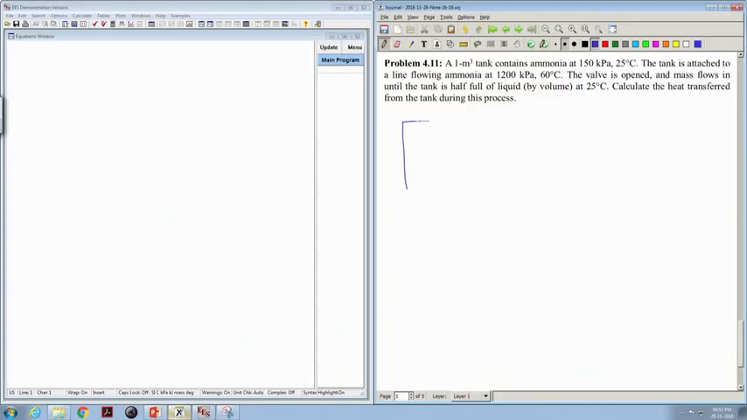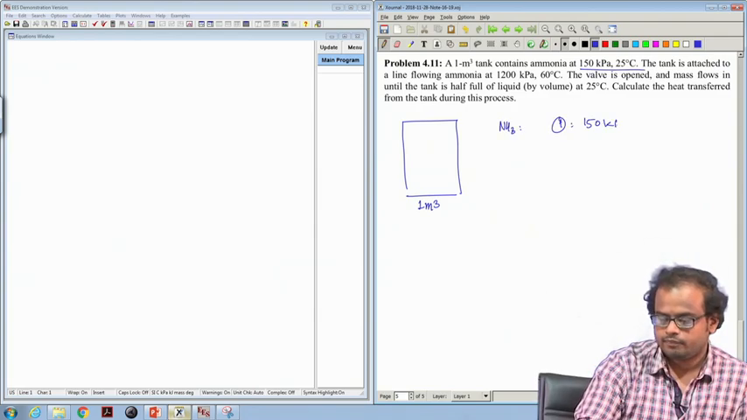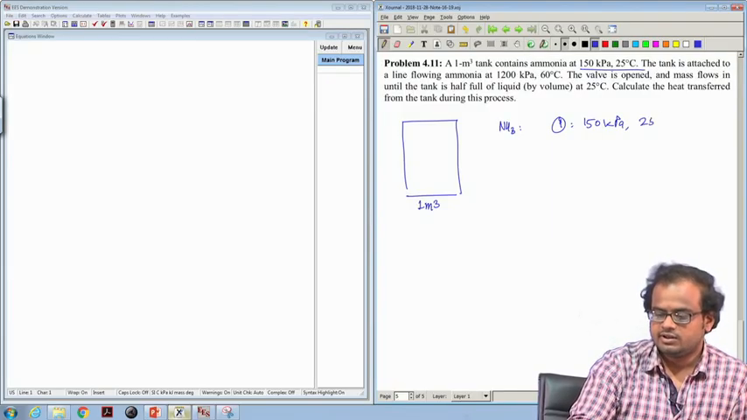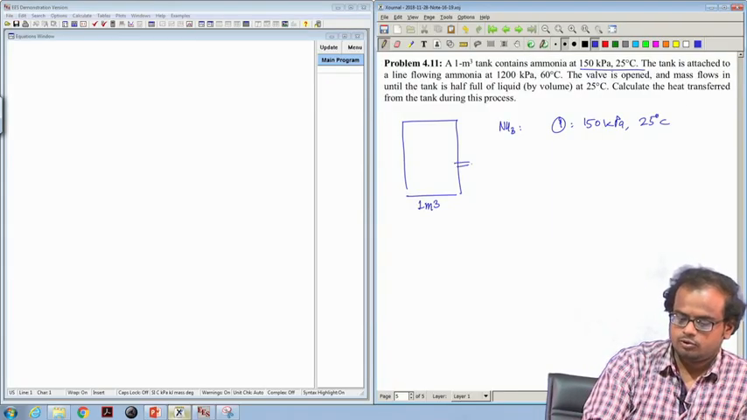Hello and welcome to this session in which we will consider another problem on the transients of the first law of thermodynamics. In this particular problem, we have been given a 1 meter cube tank of ammonia. The initial state is given as 150 kPa and 25 degrees Celsius. The tank is attached to a line in which ammonia is flowing.